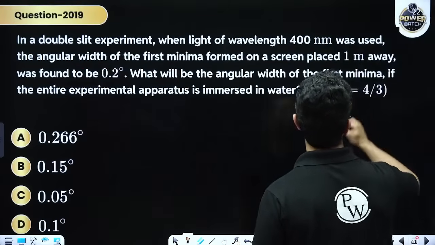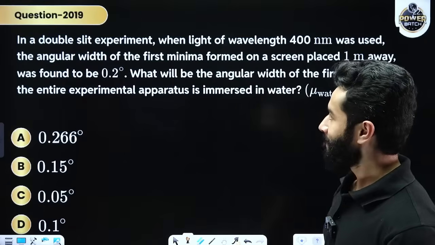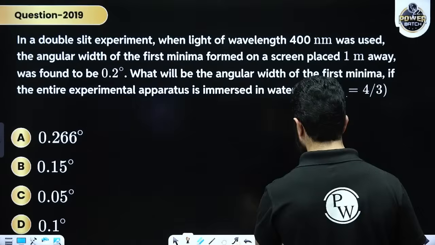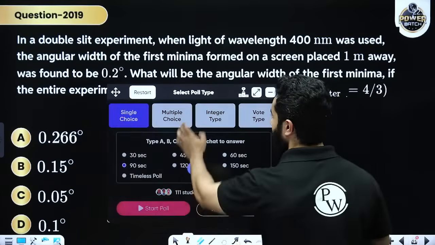Chalo, let's solve this question. 2019. Okay, let's solve this. Under 90 seconds. Be quick.